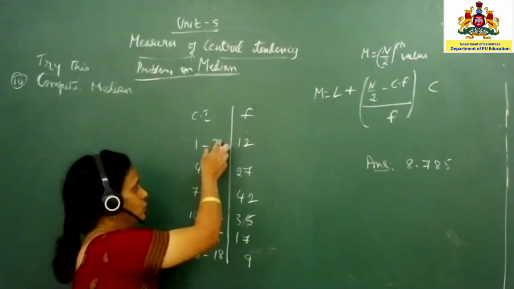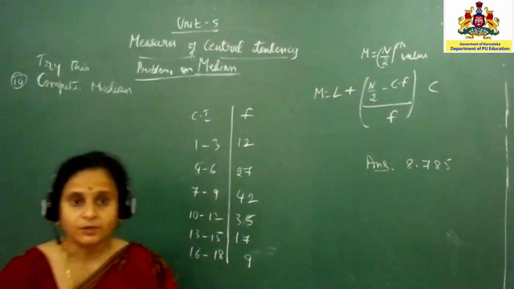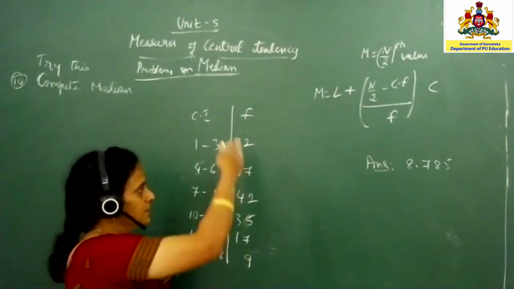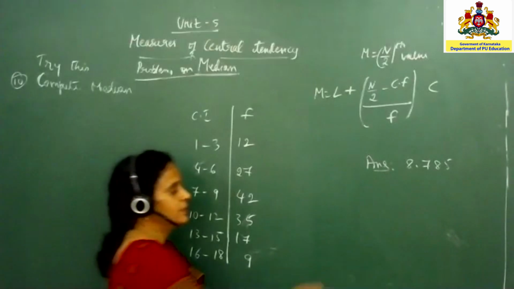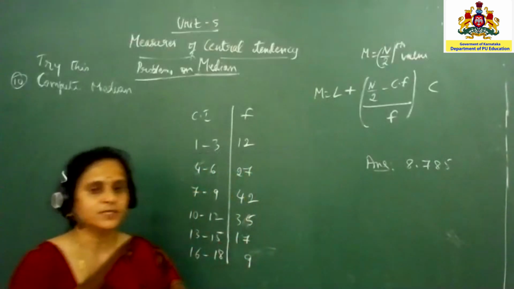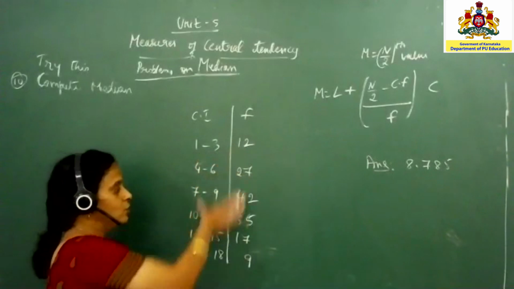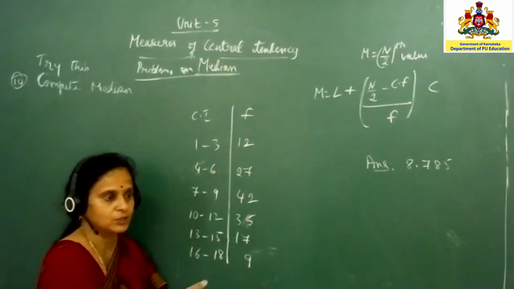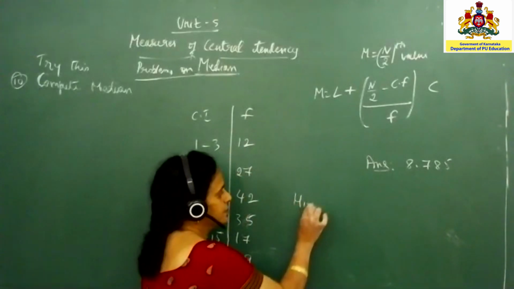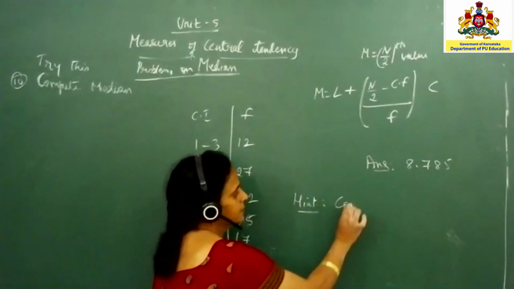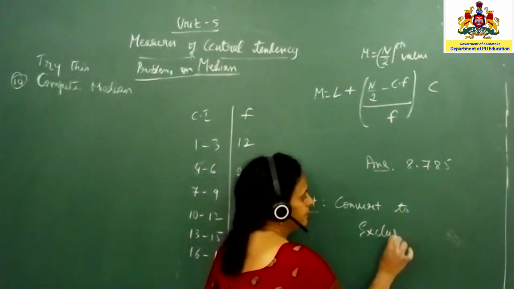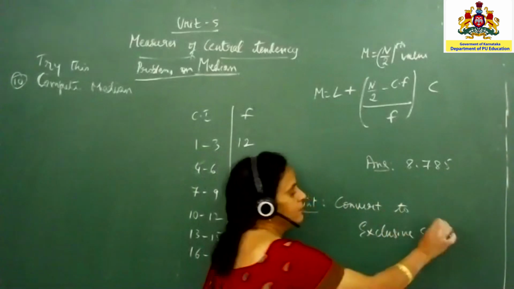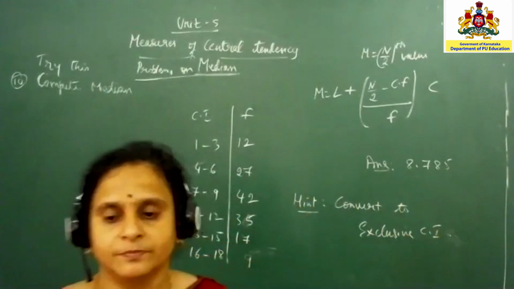Okay, so the first job: this is of inclusive type, convert to exclusive. Then just go on with the method similar to the previous problem. Finally, we will be getting an answer as 8.785. But don't forget to convert to exclusive type. So again, the very first thing you have to remember is to convert to exclusive type. Then only we have to solve the problem.